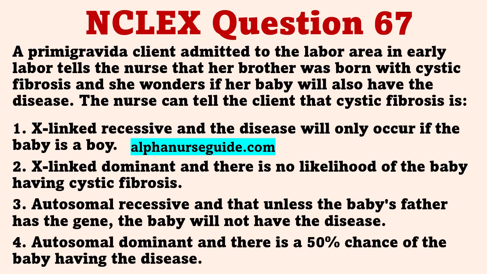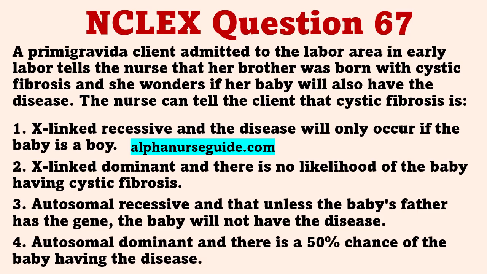A prima gravida client admitted to the labor area in early labor tells a nurse that her brother was born with cystic fibrosis, and she wonders if her baby will also have a disease. The nurse can tell the client that cystic fibrosis is 1. X-linked recessive, and the disease will only occur if the baby is a boy. 2. X-linked dominant, and there is no likelihood of the baby having cystic fibrosis. 3. Autosomal recessive, and that unless the baby's father has the gene, the baby will not have the disease. 4. Autosomal dominant, and there is a 50% chance of the baby having the disease.